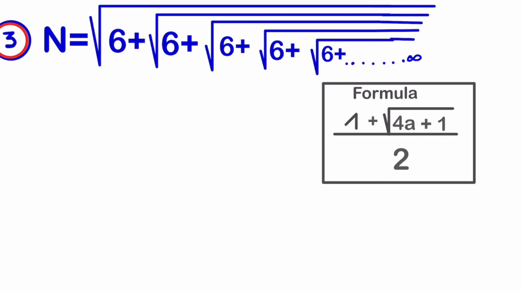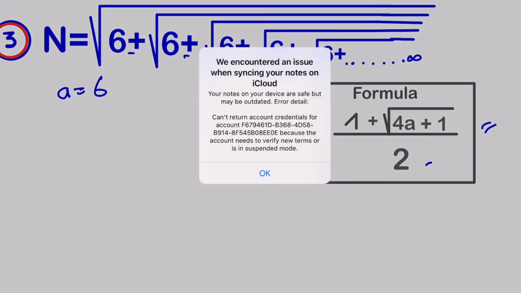Then in question 3, we have sum of infinite series numbers. So we have the formula. This is the formula we are going to use, because we are having plus here. So we are going to have 1 plus the square root of 4 times a plus 1, divided by 2. So what is a in this question? A represents 6. So a is equal to 6. If a is equal to 6, we need to substitute a in this formula.